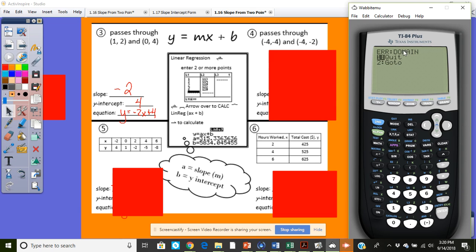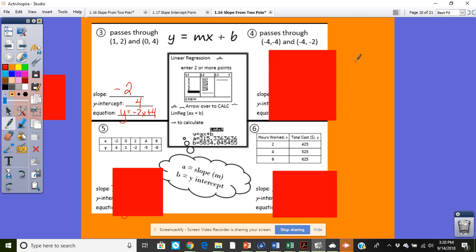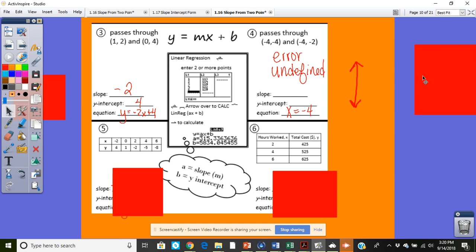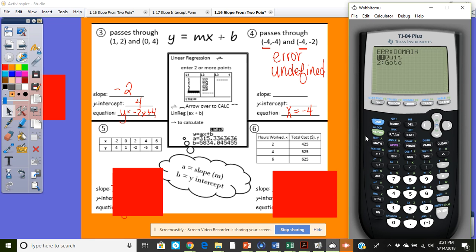So remember what we talked about when you get an error here. We know that that is going to be a vertical line, straight up and down. And when it's straight up and down, our equation starts with x, and x equals -4. Whatever your x value is, that's what your equation is going to equal when you get that error screen. All right, down here on 5 and 6, we're going to find the equations from a table.